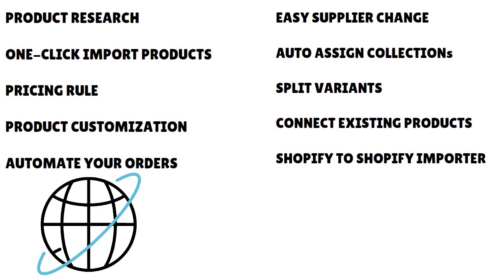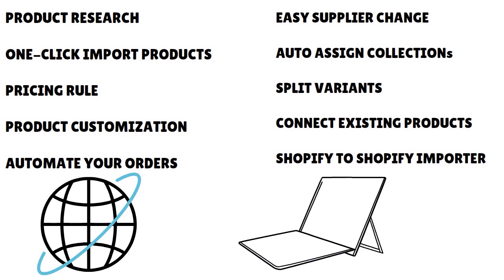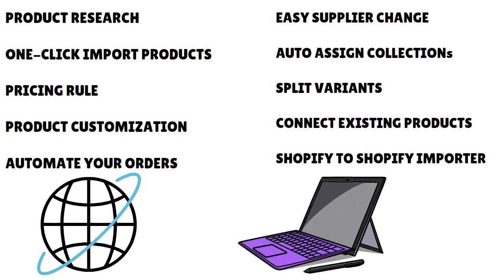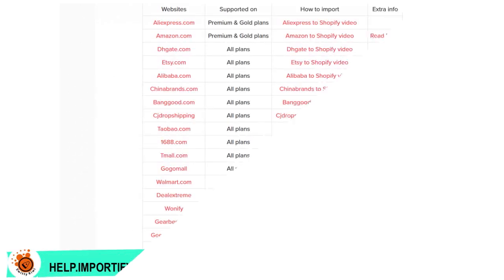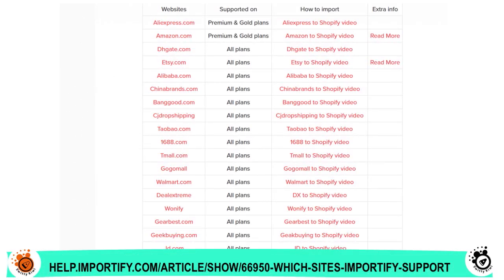And one thing I also want to mention about the features, they have the split variants. Split variants is very important because with Importify, for example, you have the ability to split variants into separate products. And the benefits with Importify are that you can import products from hundreds of suppliers. You can automate orders with just a few clicks. You can build your business with Importify.